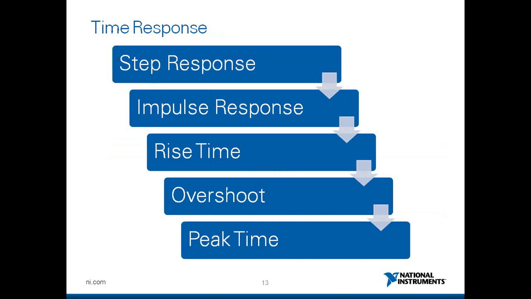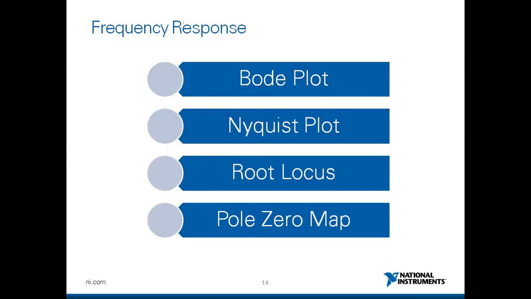Now once you have your model constructed, you need to find out what it's behaving like. So that's why we look at the time response. Typical things that we look at would be the step response, the impulse response, the rise time, the peak time and the overshoot. Now once we know the time response, we also want to look at how the frequency response looks in terms of the Bode plot, the Nyquist plot, the root locus and the pole zero map. So now that we have these things established, I'm going to take you into LabVIEW and show you how this is actually done on a VI.